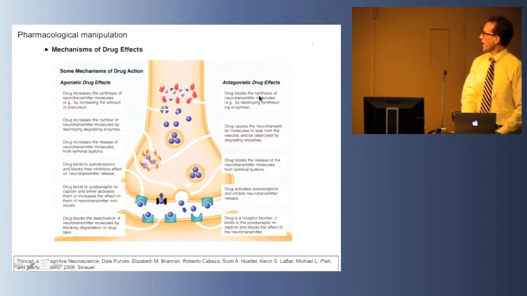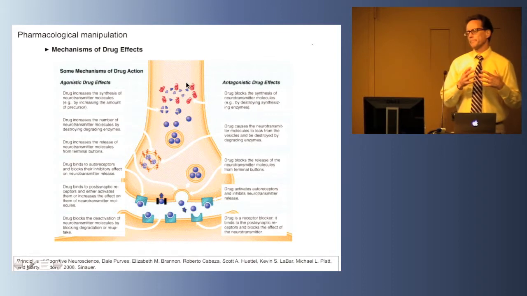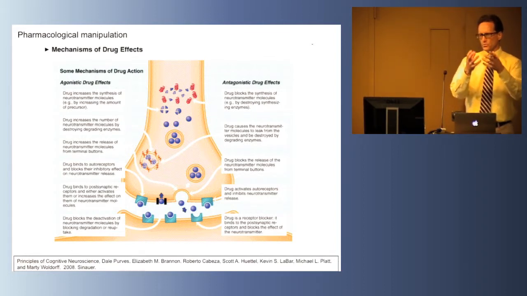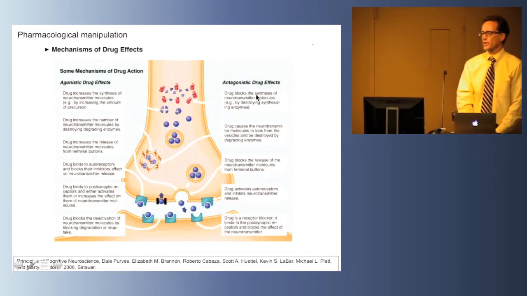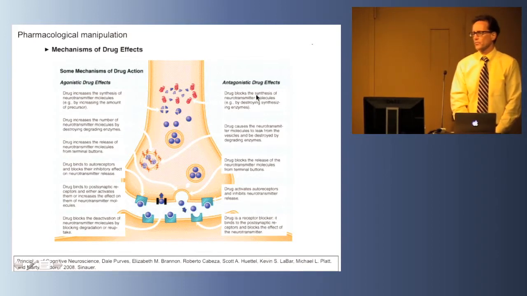Now let's turn to the antagonistic drugs. So the neurotransmitter has to be synthesized and then packaged in the vesicle to be released. And one method of antagonist drug action is blocking the synthesis of the neurotransmitter in the first place. So if you have less neurotransmitter available, less can be released, so it'll have less net effect.